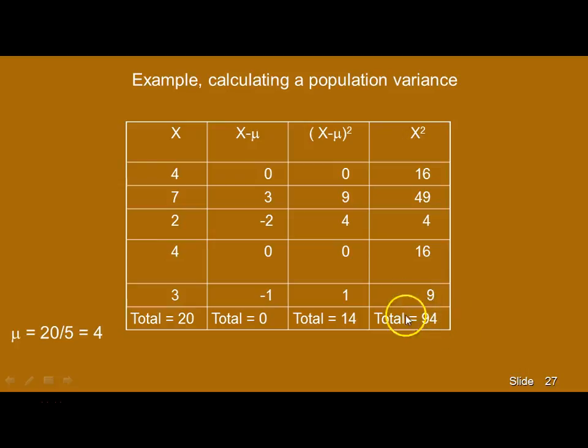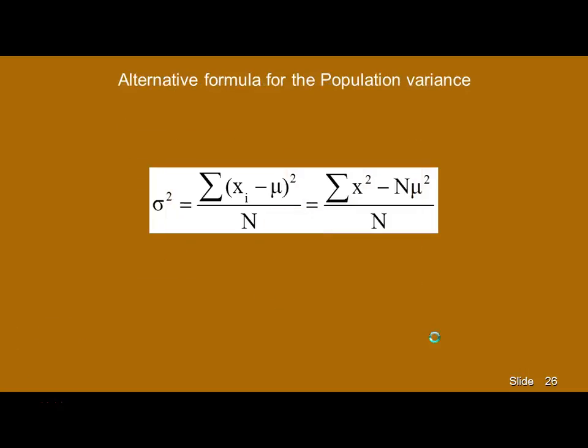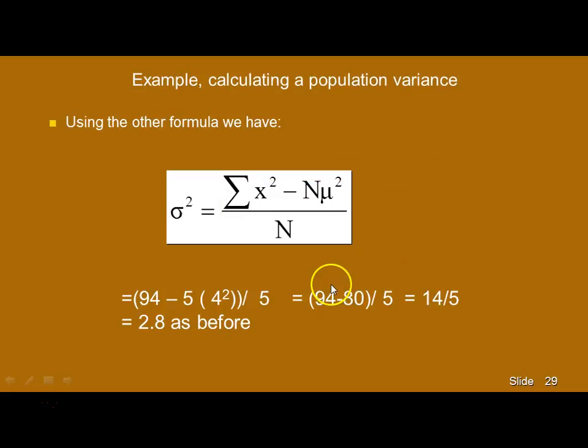Add those up, they add up to 94. Looking at our formula then, this term now is 94. N was 5. The mean, as you'll recall, was 4, and you're going to need to square that. 4 squared is 16, times 5 is 80. So using the second formula, again, you'll have 94 minus 80, that's the 5 times 4 squared.